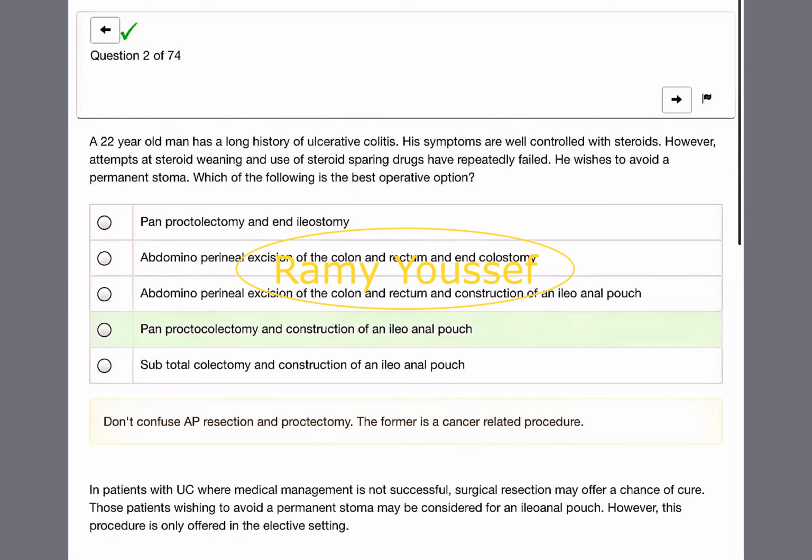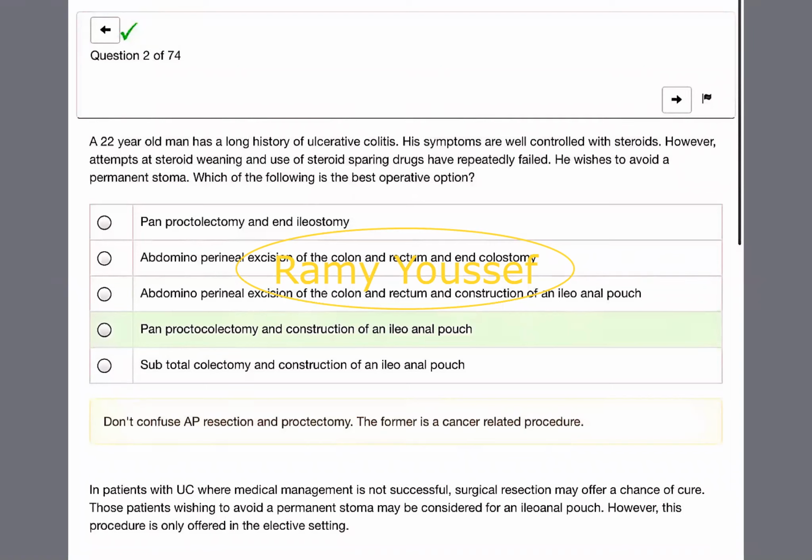Subtotal, we don't do subtotal colectomy for ulcerative colitis because the disease will be widespread through the colon. Okay, and how do you do subtotal colectomy, and there is a stump of the rectum, and you do an ileoanal pouch? It is illogical treatment, because in subtotal colectomy you remove all the right and transverse and maybe some of the left, and you will reserve the sigmoid as an example. So how can you do an ileoanal pouch? It is an illogical answer. So our answer is panproctocolectomy with construction of an ileoanal pouch.